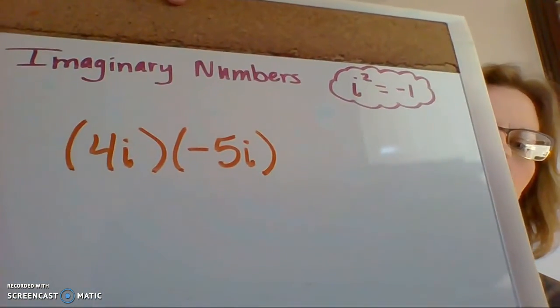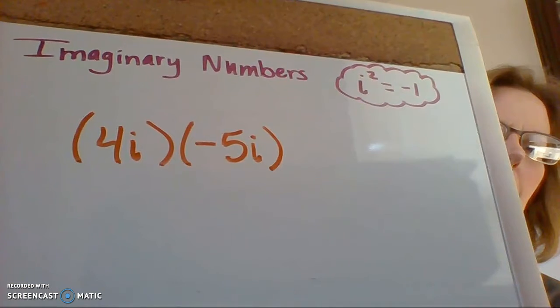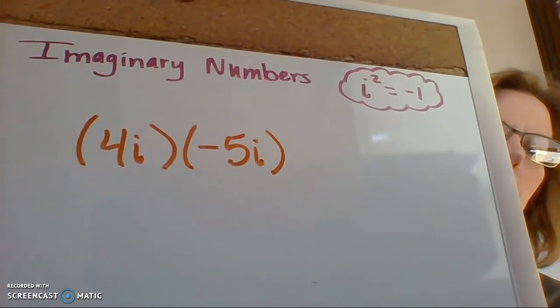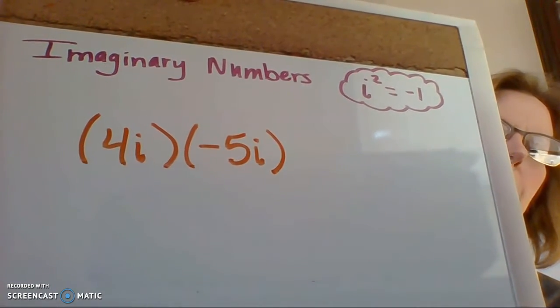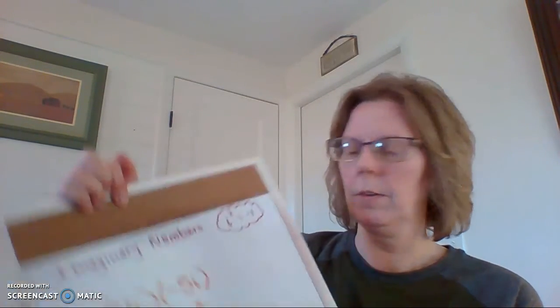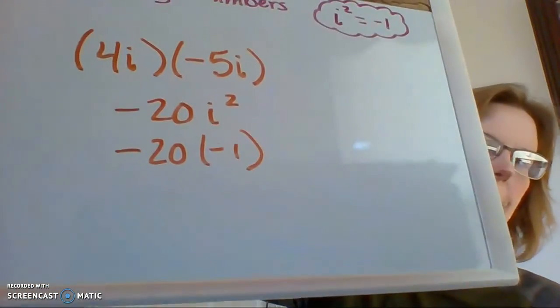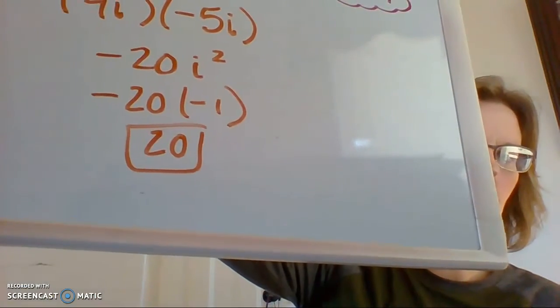Here's another one, 4i times -5i. So all we're going to do is multiply the large coefficients and then multiply the two i's. So 4 times -5 is -20. And then i times i is i squared. Again, i squared is -1, so we're going to substitute that in. I have -20 times -1, so that is 20. So the answer to this problem is 20.